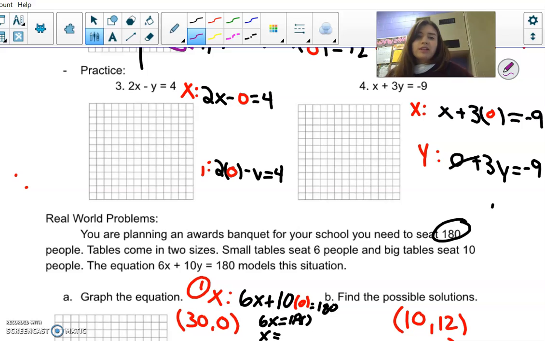So when you guys practice, remember that you have to plug in y equals 0 for the x-intercept and x equals 0 for the y-intercept.